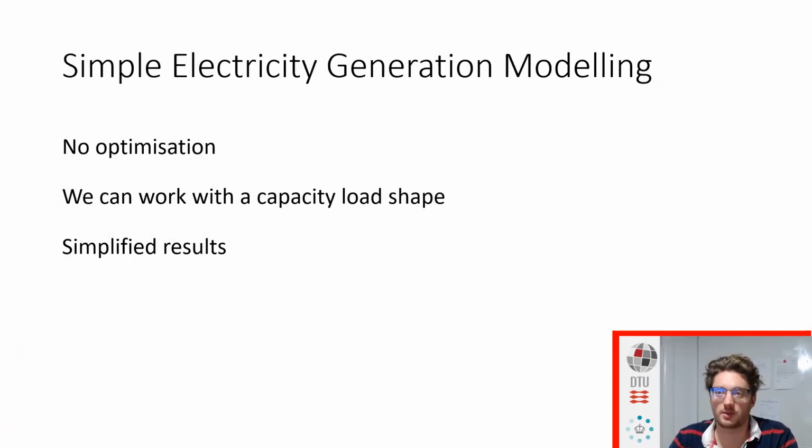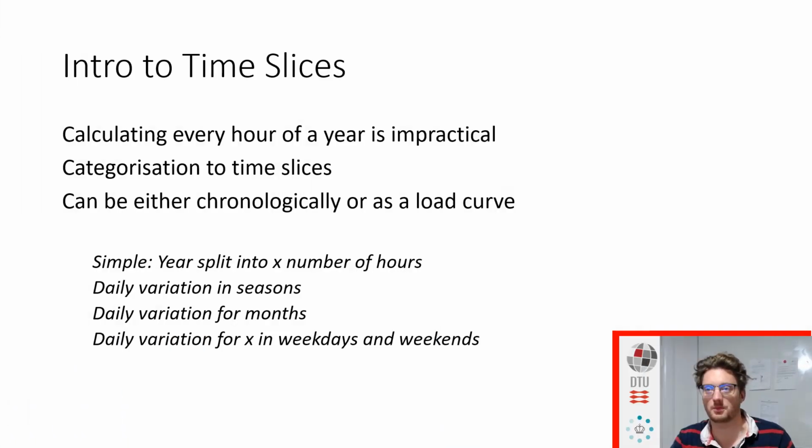So for starters, we're going to do simple electricity generation modeling, which means we will not do optimization. We're going to work with a capacity load shape, and we will get some simplified results because of that, because we will use a specific merit order effect. So that's usually how you do it simply without optimization. So I will first just have to introduce you to time slices, which is important for analyzing electricity generation, and becomes much more important when we're coming to optimization, where we'll have big effects.